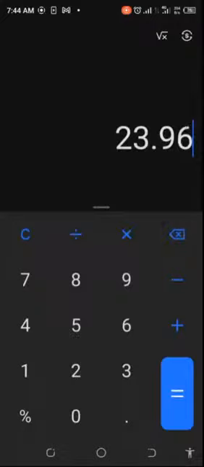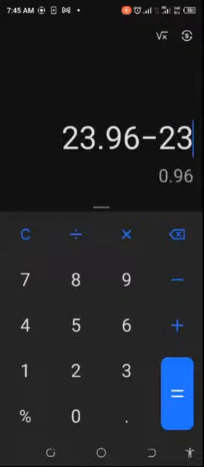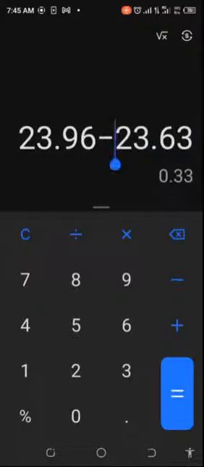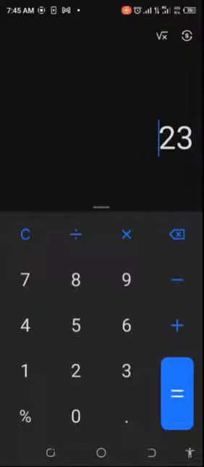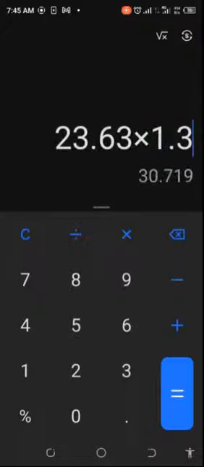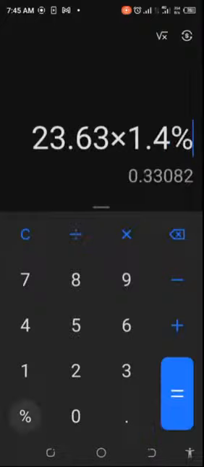Let's just multiply this. That's 23.96 minus 23.63. We're going to use 23.63 for this calculation, because that's what actually came in. If we multiply that by 1.4, then this trade would actually give us, let's assume that all our funds were in KuCoin and we didn't have to transfer anything, a 1.4% profit margin trade.